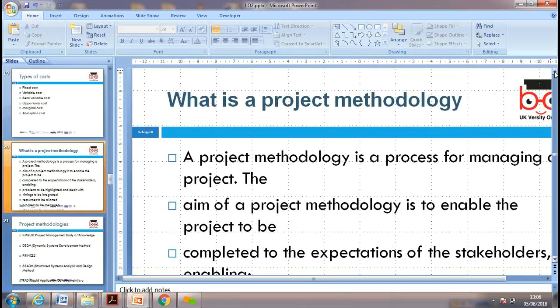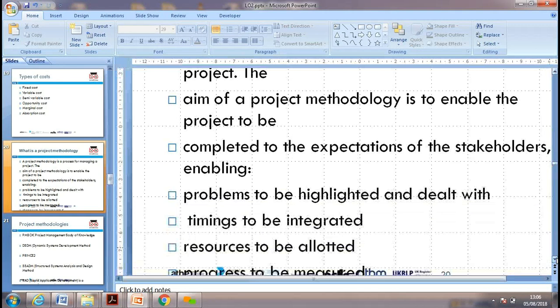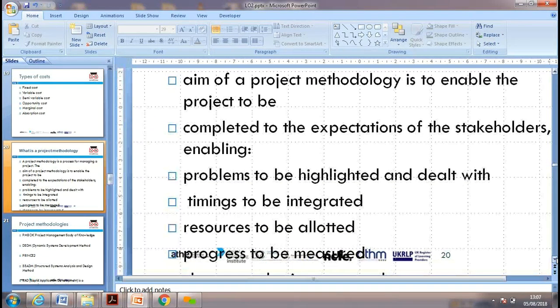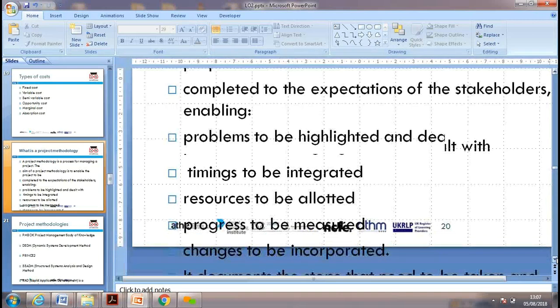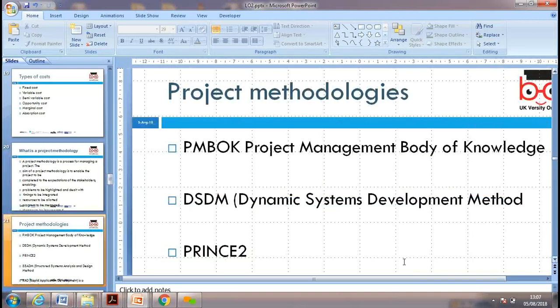What are project methodologies? A methodology is a process of managing the project. The aim of project methodologies or methods is to enable the project to be completed and meet the expectations of the stakeholders, enabling problems to be highlighted and dealt with, timing, resources to be allocated, and progress to be measured. In my slides, these are different methodologies, methods or techniques.